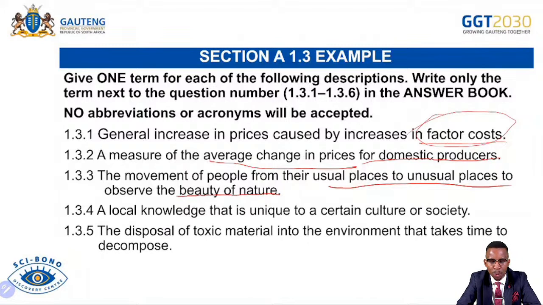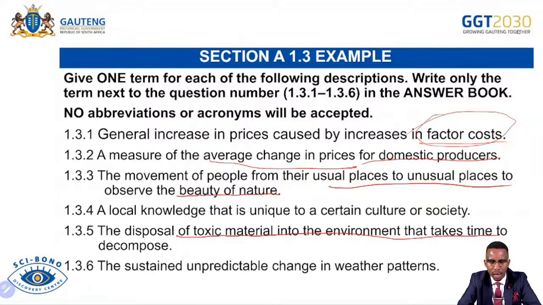The disposal of toxic material into the environment that takes time to decompose. We go straight to environmental sustainability in this case. We check which answer simply is meant by this description. Disposal of toxic material into the environment that takes time to decompose. Remember the kinds of waste we are having. We have chemical waste and hazardous waste, but these are not chemicals. That simply means this is hazardous waste.